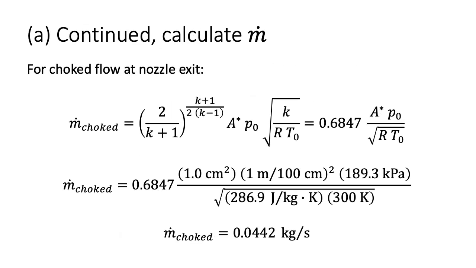Continuing with part A, to calculate the mass flow rate, we note that because the throat is at the sonic velocities, these conditions correspond to choked flow, and we can use the corresponding equation to solve for the mass flow rate. Plugging in our parameters, we get a mass flow rate of 0.0442 kilograms per second for choked flow through a 1 centimeter squared exit.